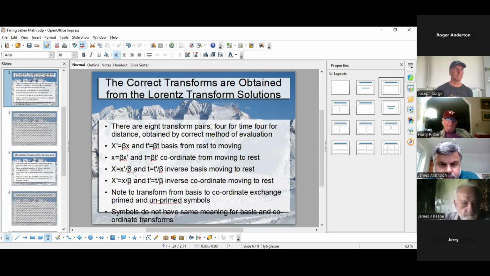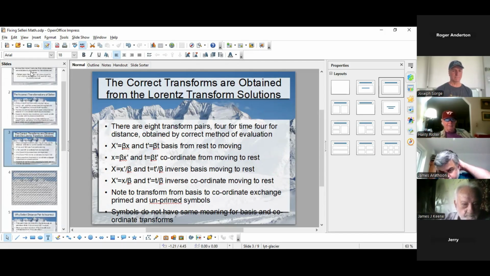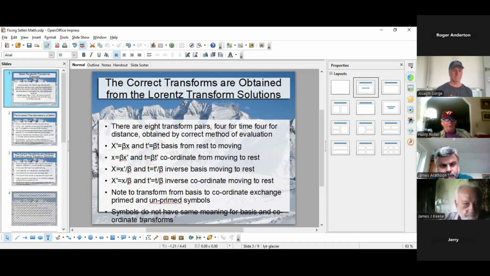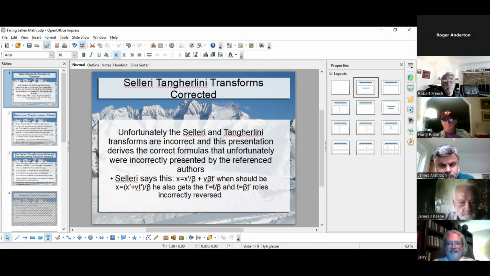Now, the problem with Solari is he doesn't get these equations. The equations don't appear in the same form. In other words, he's got this messed up equation that I show at the beginning. This x equals x prime divided by beta plus v b t prime. What does vbt prime mean? I have no idea what that means.